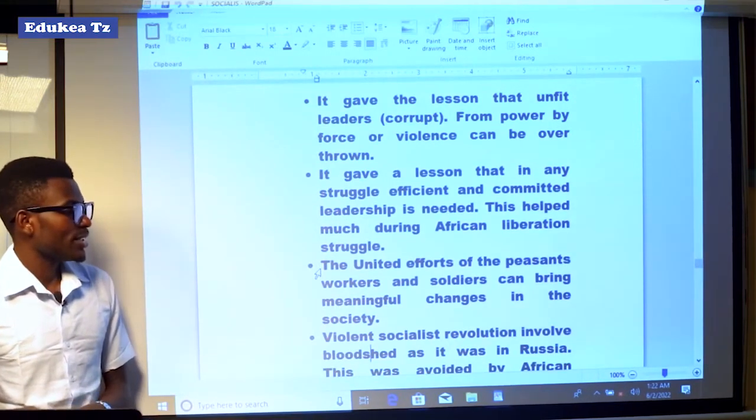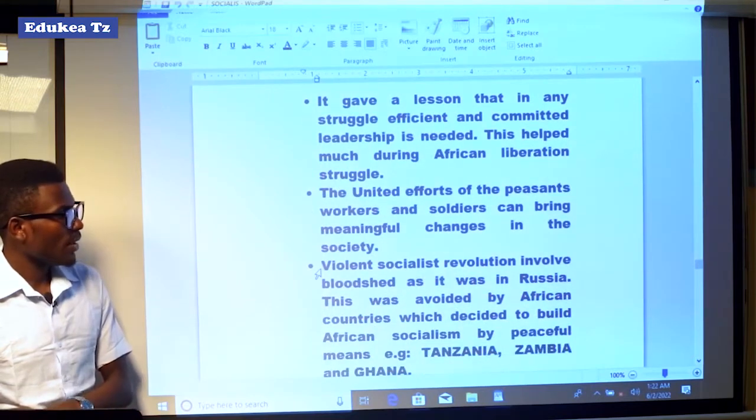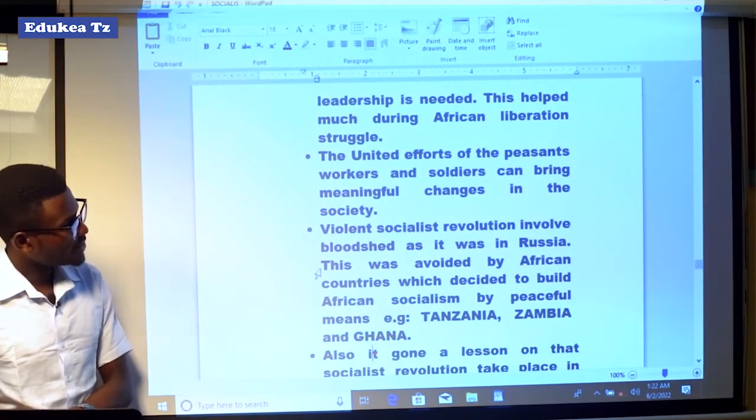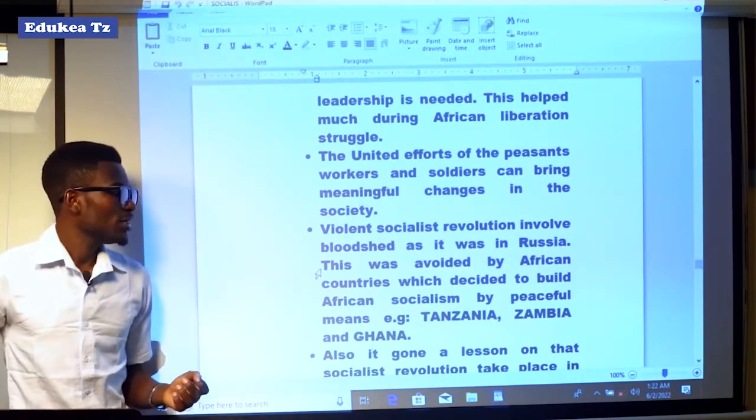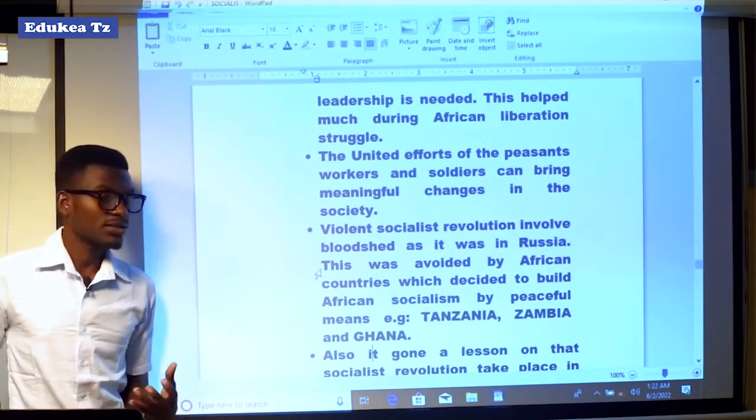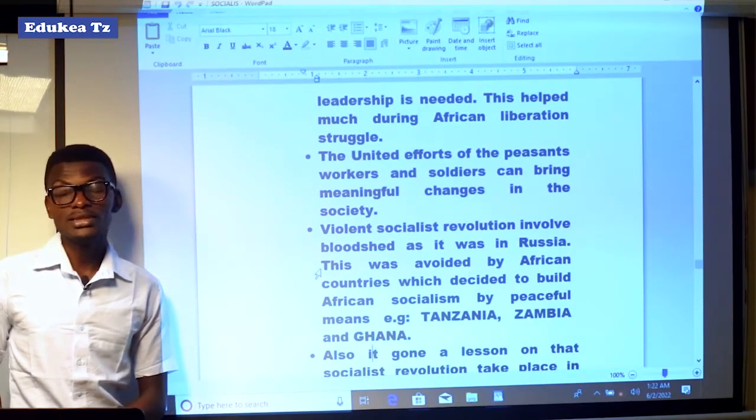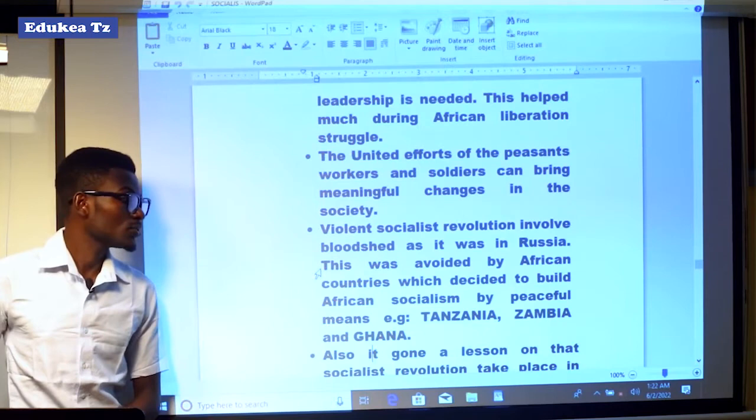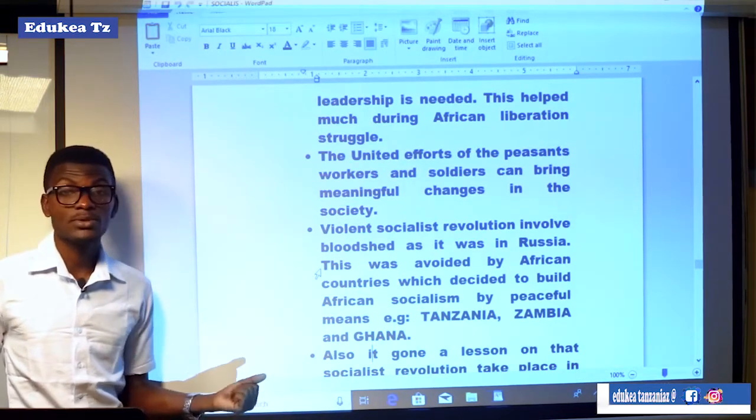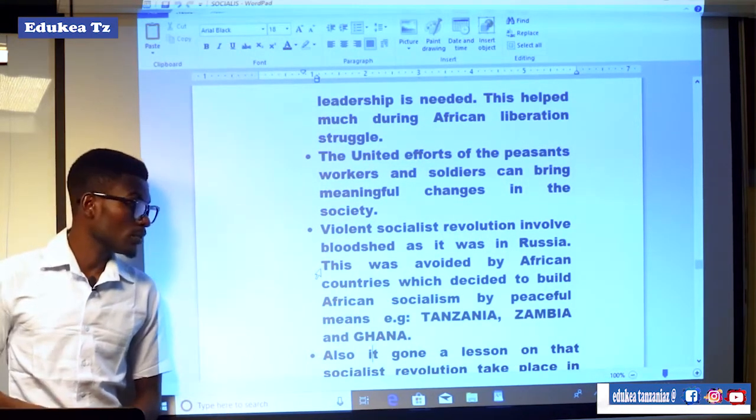But also, the violent socialist revolution involved bloodshed as it was in Russia, and this was avoided by African countries which decided to build African socialism by peaceful means, for example Tanzania, Zambia and Ghana. It means that the Russian revolution involved bloodshed, but the lesson Africans got was to avoid bloodshed and build socialism by peaceful means, for example Tanzania or Tanganyika at that time under Julius Kambarage Nyerere, Zambia, and Ghana under Kwame Nkrumah.